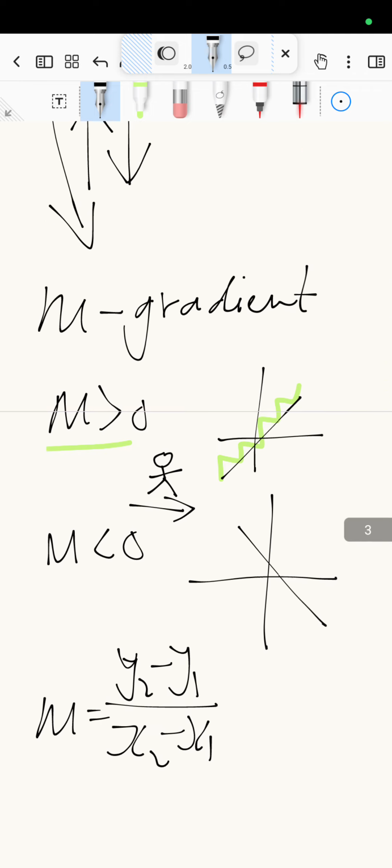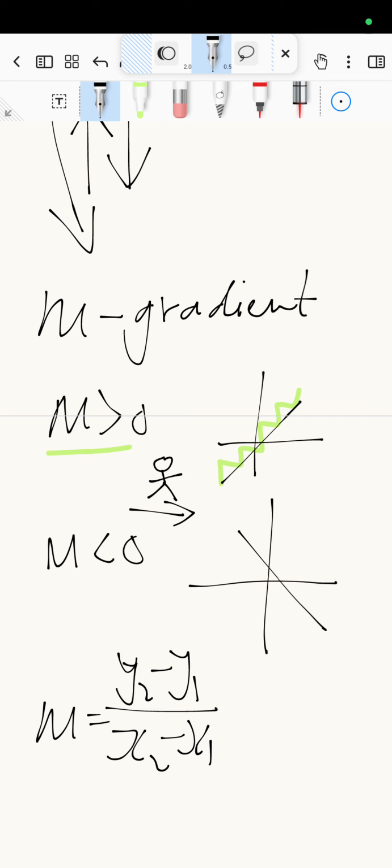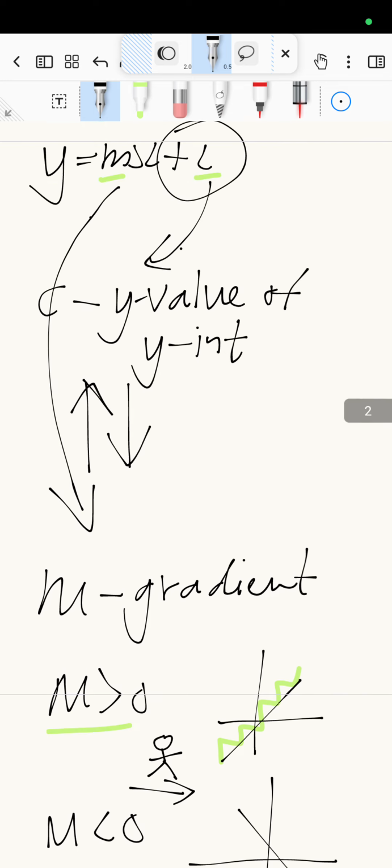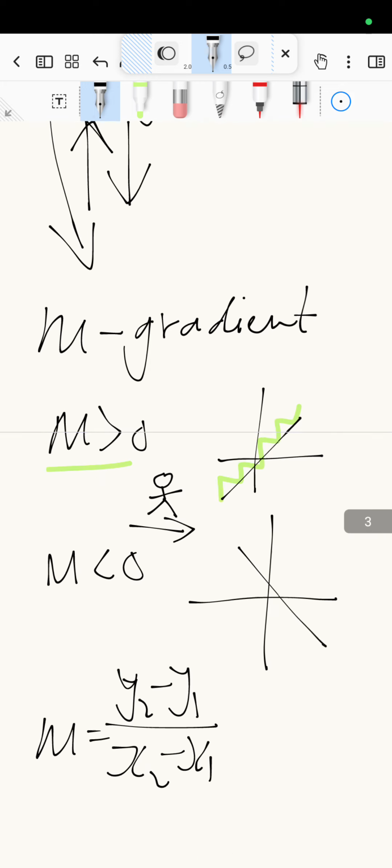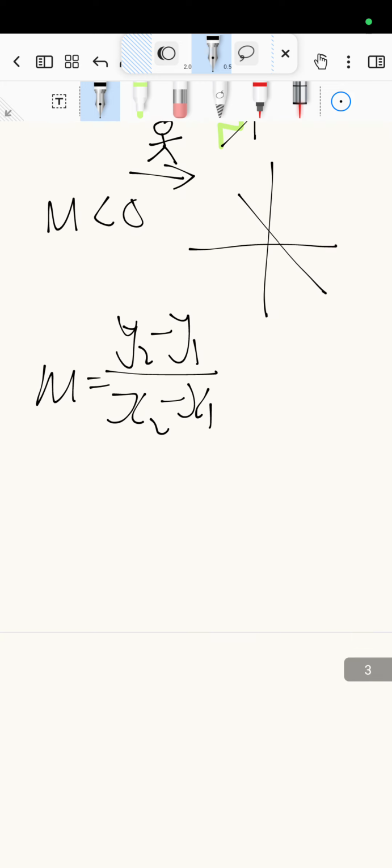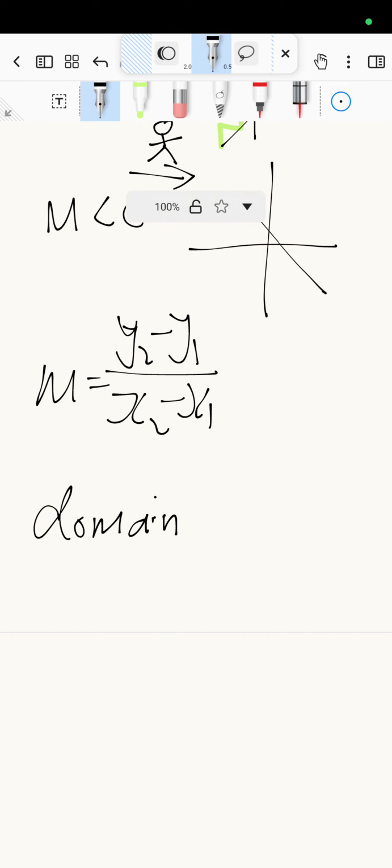But when you think of gradient, you think about those things: positive, negative, moving up, moving down, those kinds of things. You think about C, right? Let's just talk about domain and range for a second. Domain always refers to your x values. So domain, those are all possible x values.